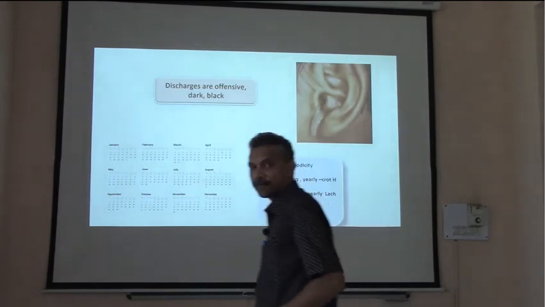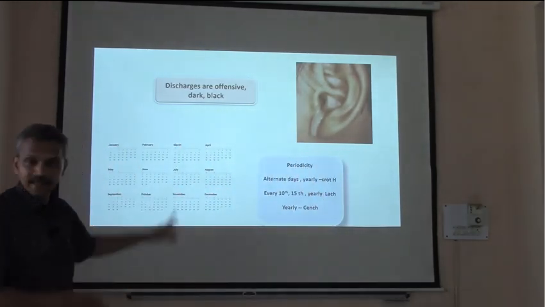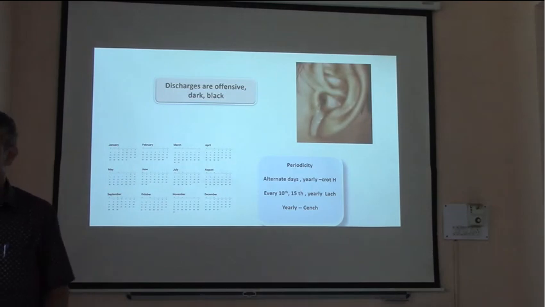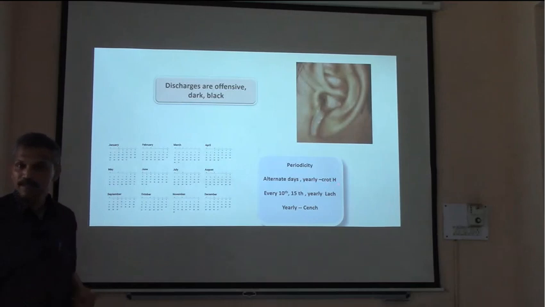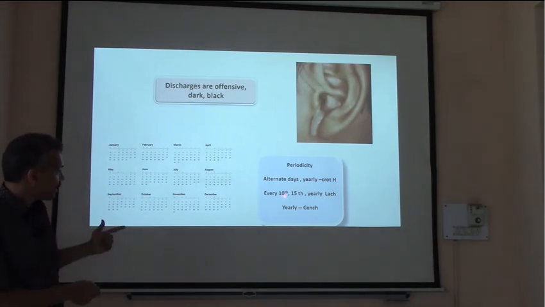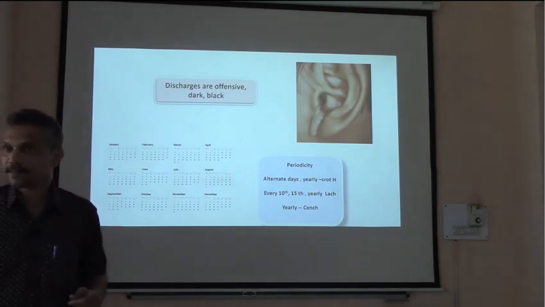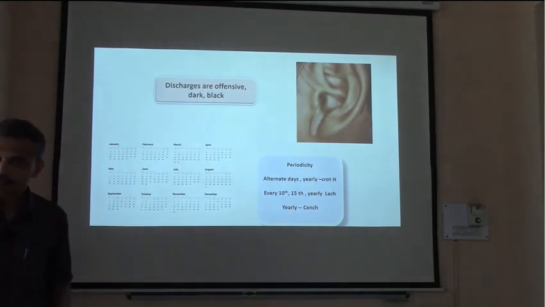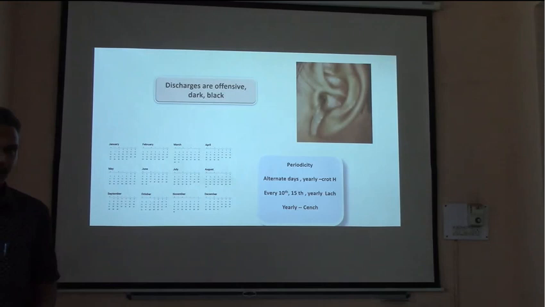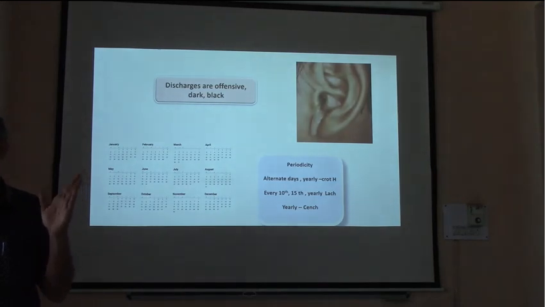Which have periodicity. Periodicity, alternate days. Every alternate day you have symptoms coming up. One of the Ophidias you can think of is Crotalus horridus. Periodicity every 10th day, every 15th day, yearly, it is Lachesis. Again, periodicity which is annual, you also have Cenchris. So, Ophidias have marked periodicity. Very important.